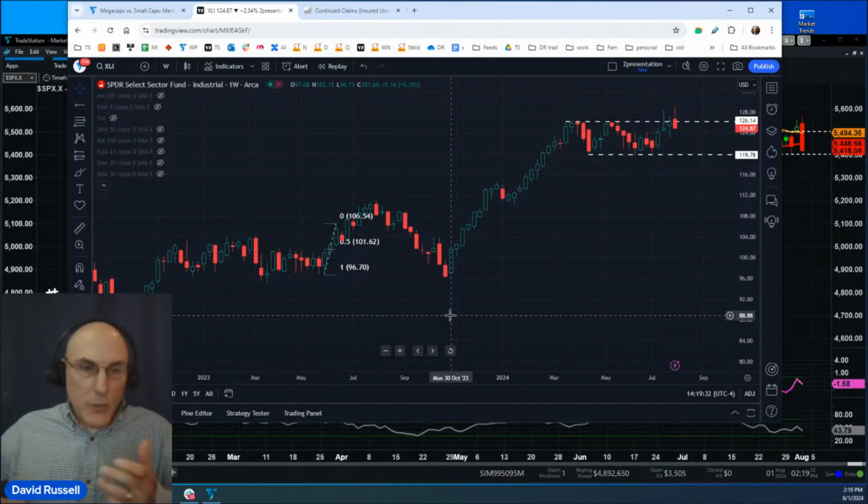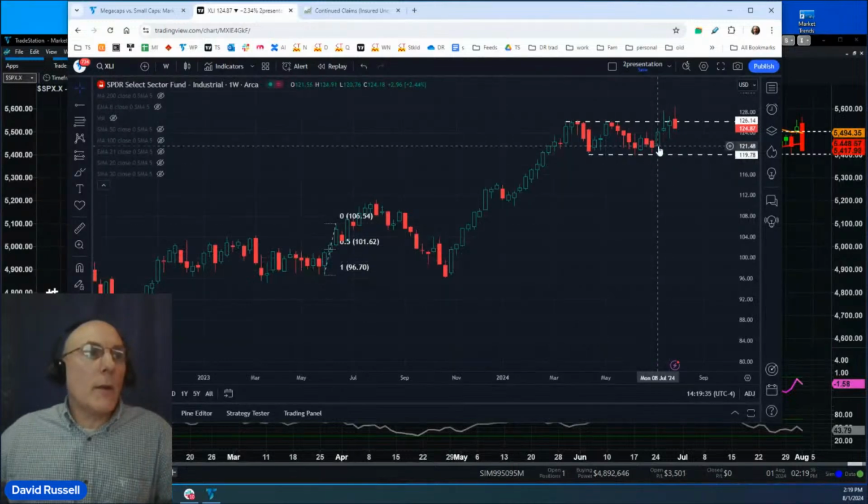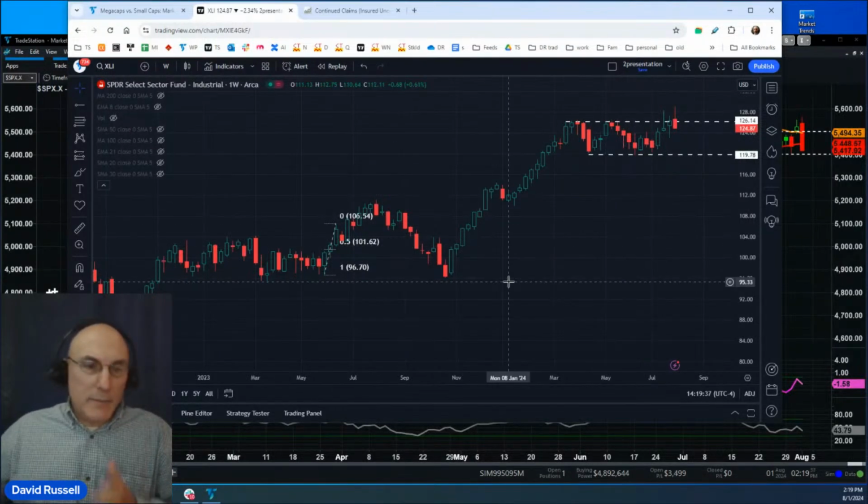I'm seeing these ranges form. And if this is a false breakout, that could be a negative pattern, where it could result in a longer amount of selling and weakness.